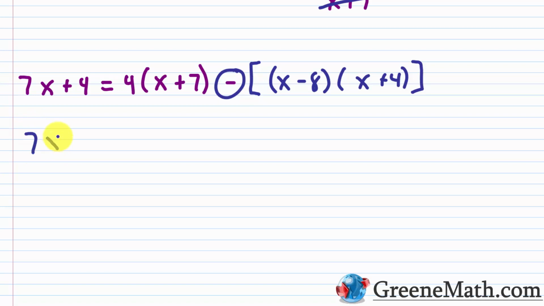So we have 7x plus 4 is equal to, I'll go ahead and clean this up. 4 times x is 4x. And then plus 4 times 7 is 28. I'll leave my minus out in front of these brackets. Go ahead and FOIL this. So you'd get x squared.